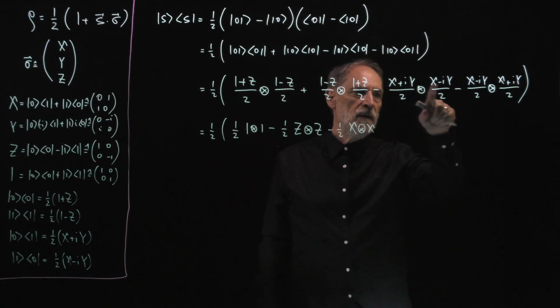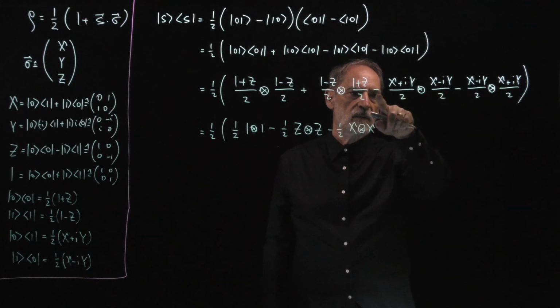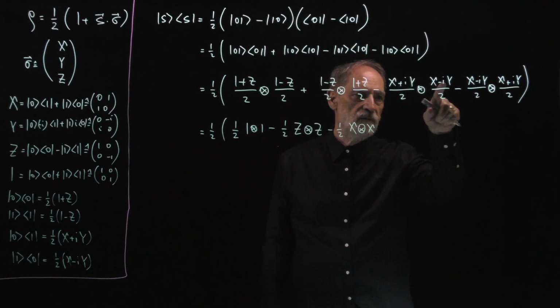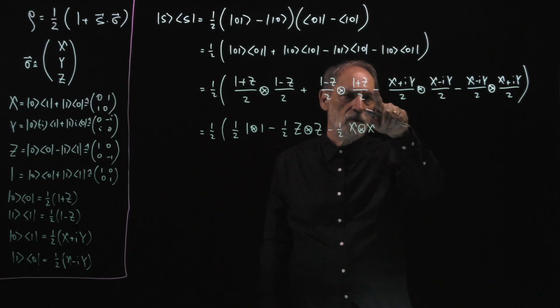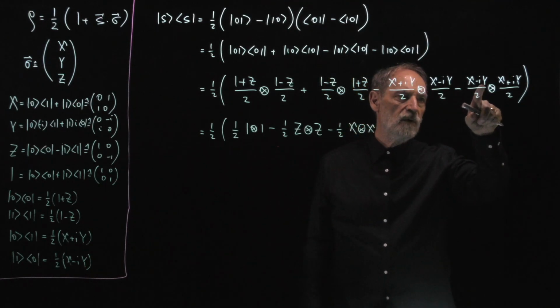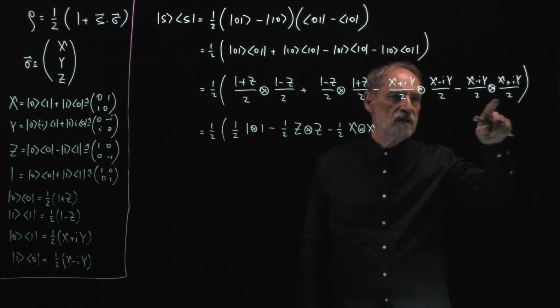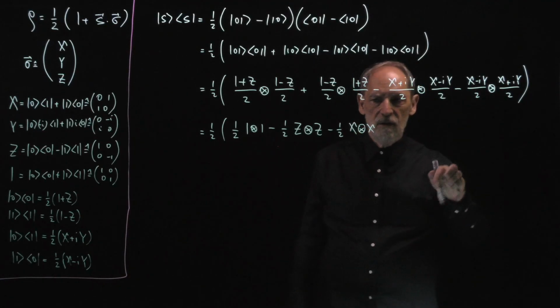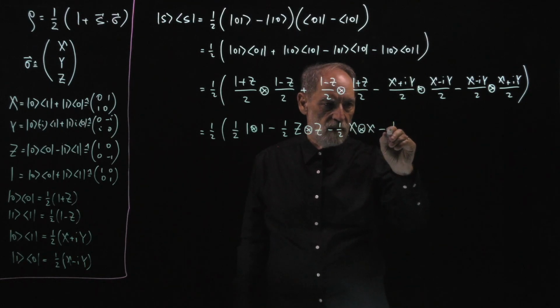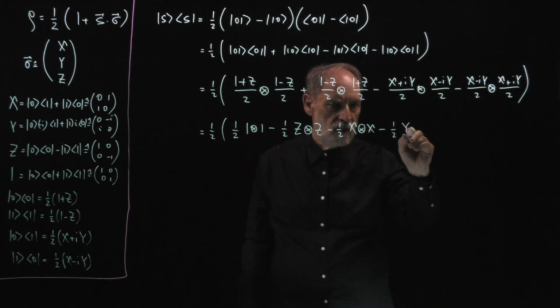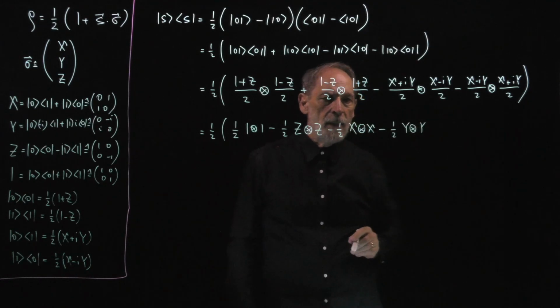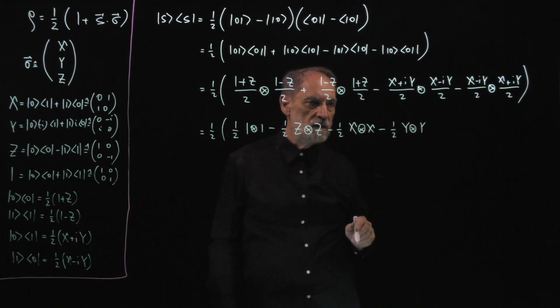Look at y tensor y. Well, this comes with a minus sign and a negative i squared. So together overall it's a minus sign. And here again we have y tensor y with a minus sign and a negative i squared. So overall it's a minus sign. So a quarter here, a quarter here. These terms add also, and we get x tensor x and y tensor y.